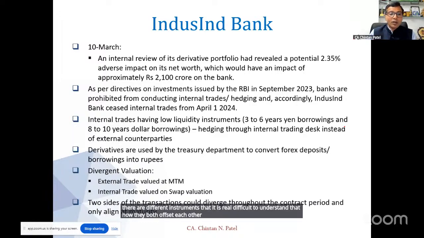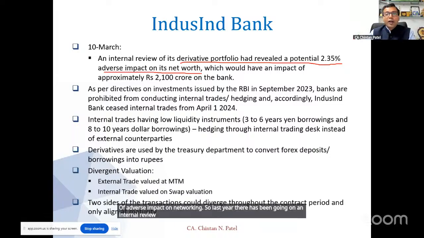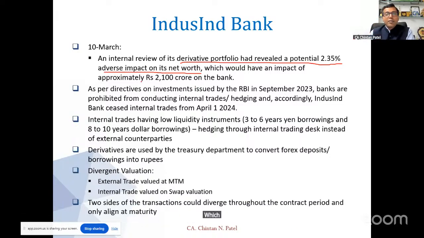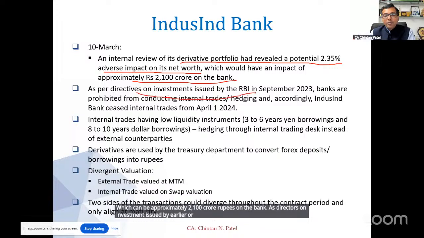What happened is that on 10th March, an internal review of the derivative portfolio revealed a potential 2.35% adverse impact on net worth. Over the last year there had been an internal review and assessment going on, and on 10th March they announced publicly that there is some potential adverse impact. 2.35% of net worth can be impacted, which is approximately 2,100 crore rupees for the bank. As per RBI directives on investments issued in September 2023, banks are prohibited from conducting internal trades or hedging, and accordingly IndusInd Bank ceased internal trade from April 1, 2024.